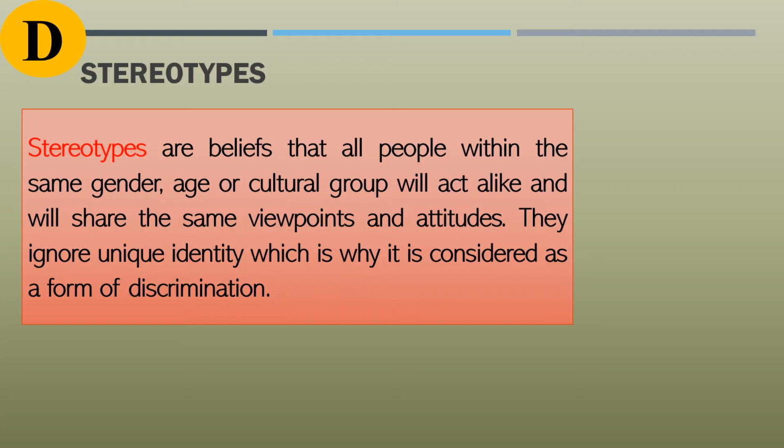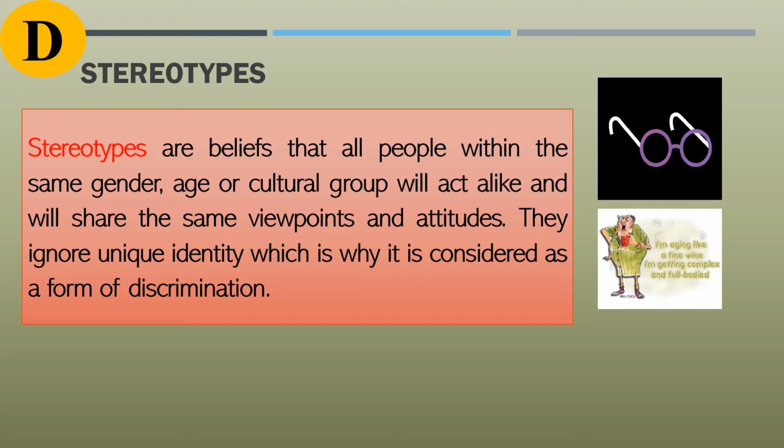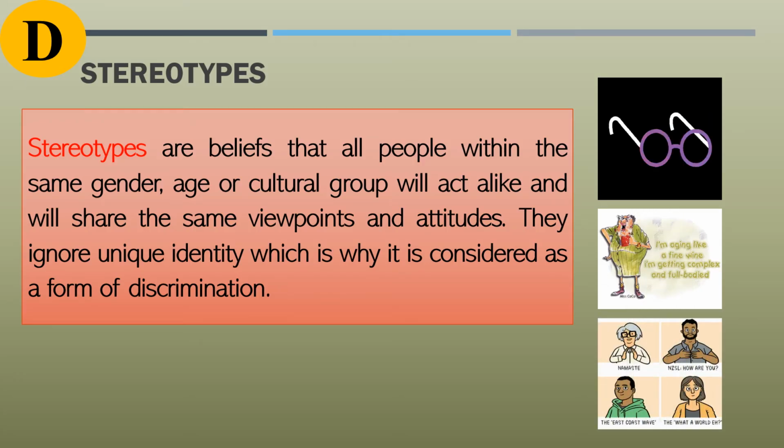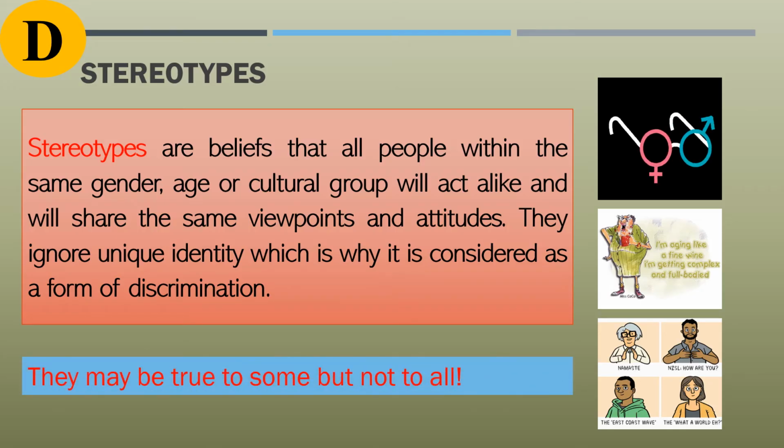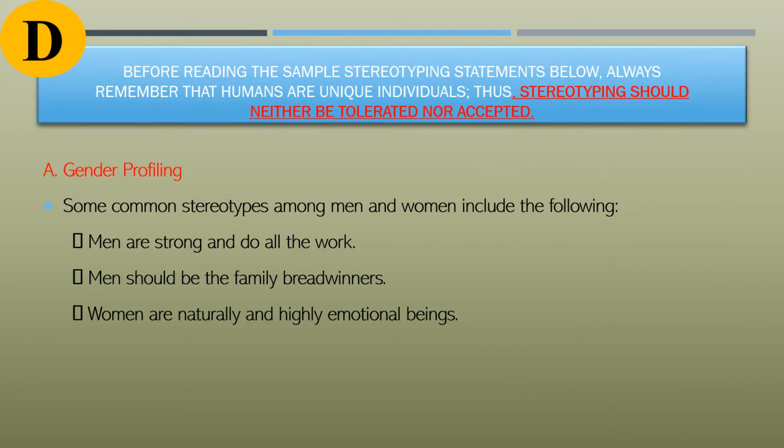Stereotypes are beliefs that all people within the same gender, age, or cultural group will act alike and will share the same viewpoints and attitudes. They ignore unique identity, which is why it is considered as a form of discrimination. Of course, they may be true to some, but not to all. Before reading the sample stereotyping statements below, always remember that humans are unique individuals. Thus, stereotyping should neither be tolerated nor accepted.